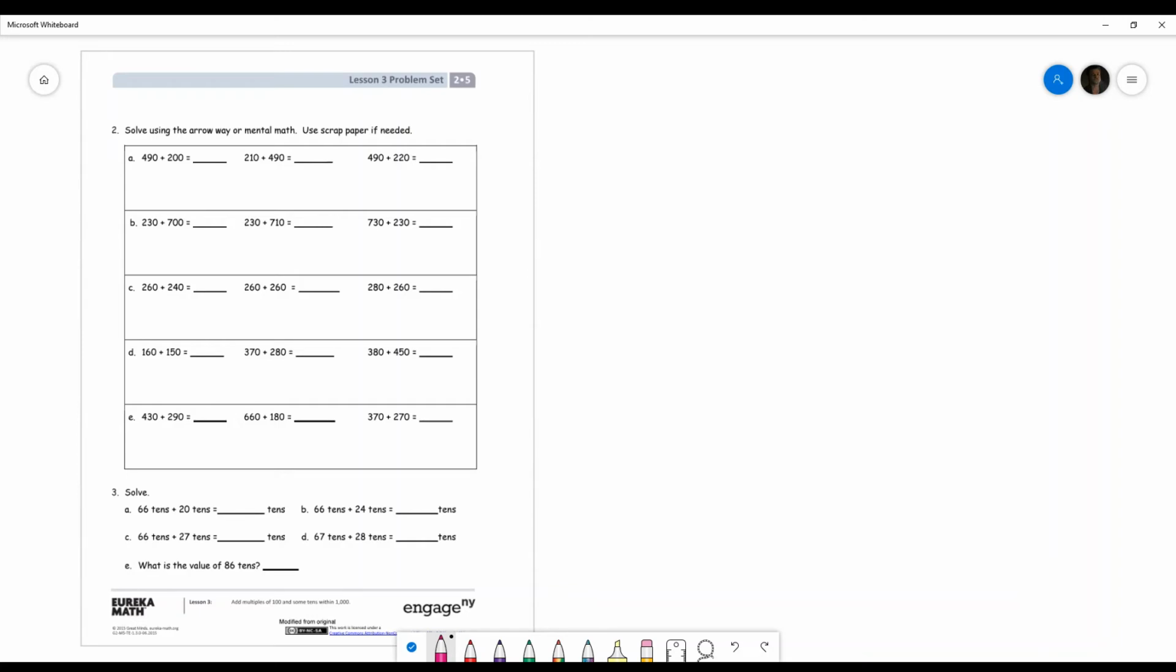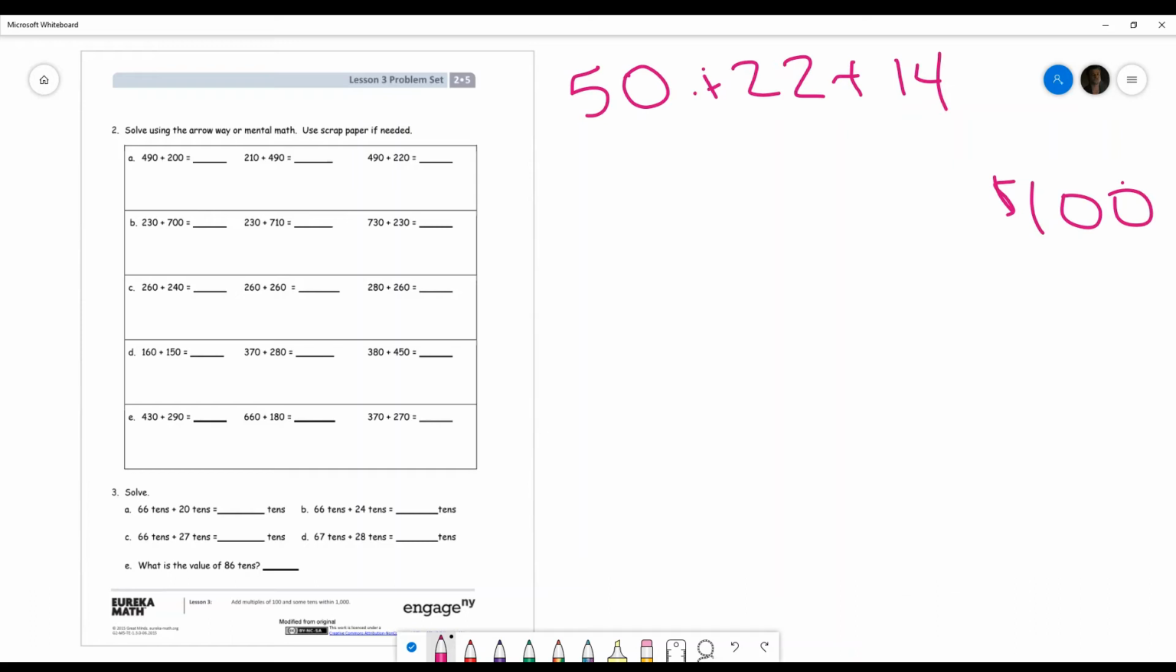Let's do that. Before we do this problem, let's work that out. So Mrs. C is at the store. She's at her favorite store, Ross. She gets a pair of pants that's $50. Okay, and then she finds a shirt that is $22. And then she finds a pair of shoes, let's just say $14. She only has $100 to spend. Does she have enough money to buy all three things? Let's add it up in our head.